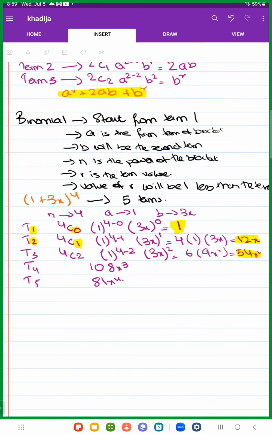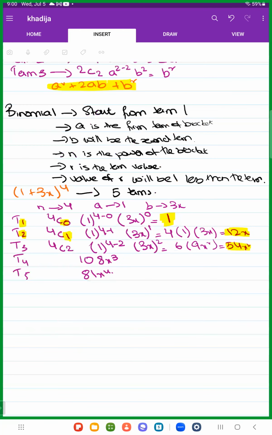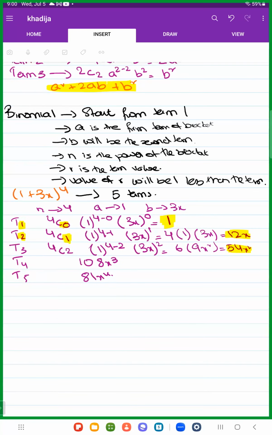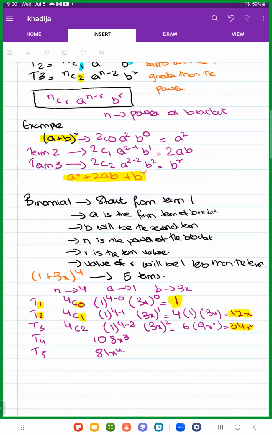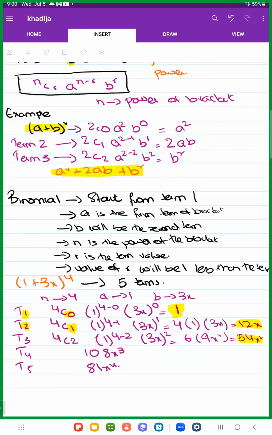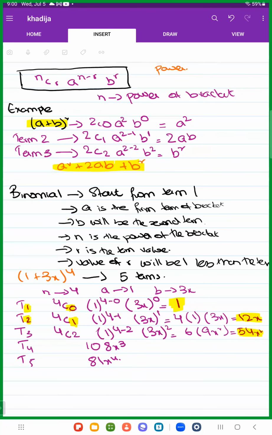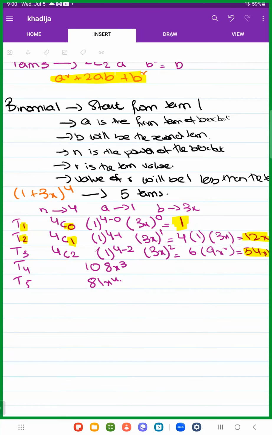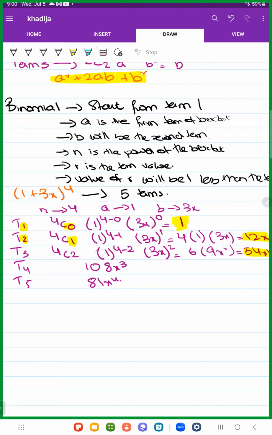So the total number of terms were 5 because the power is 4. And then we use the formula of NCR, A to the power N minus R and B to the power R. Now what I want you to make sure is when you put in B, you will also put the power on X, okay? Whenever we were putting the power, we also apply the power on X, okay? All right. Let me give you a question for you to solve.